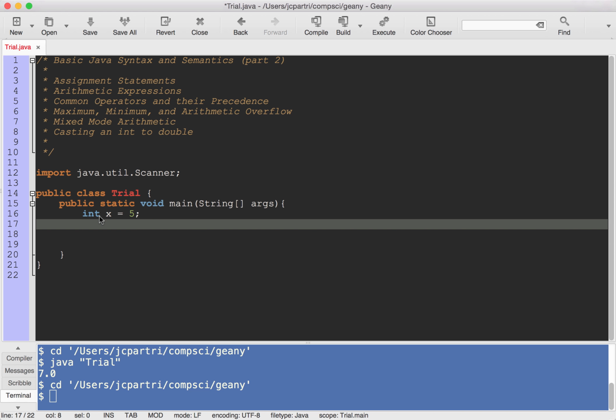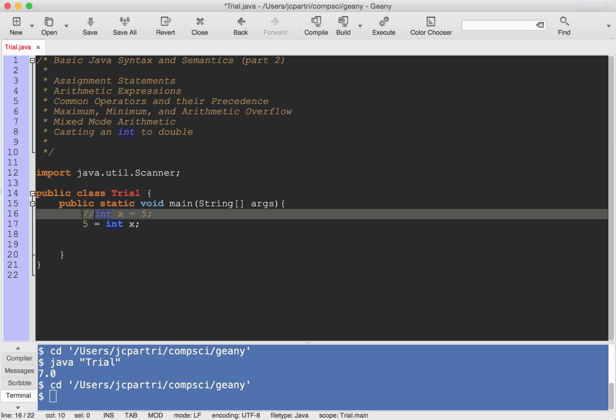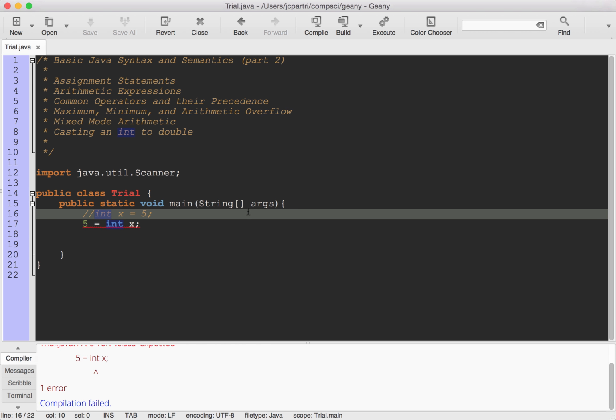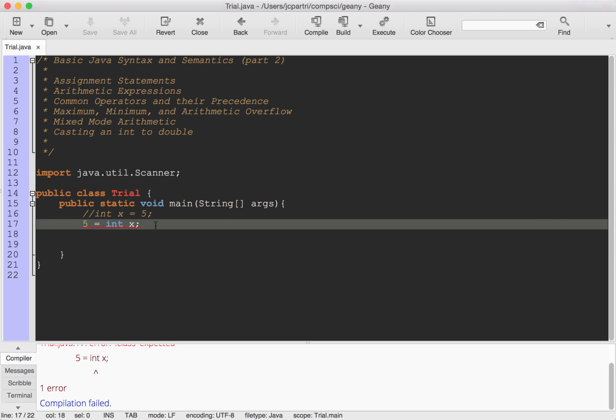Now, you've got to be careful because the equal sign here is not the equal sign that you know and love from your mathematics courses. So, for example, 5 equals int x is really bad syntax. The compiler is going to complain when you do that. That's just not how the assignment operator works.